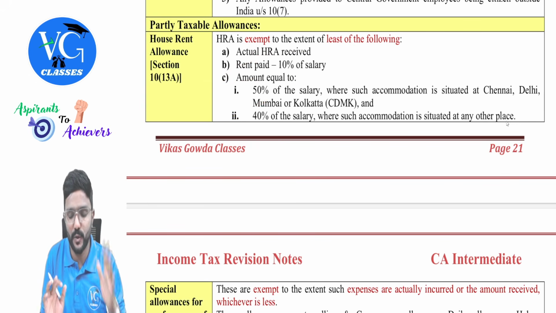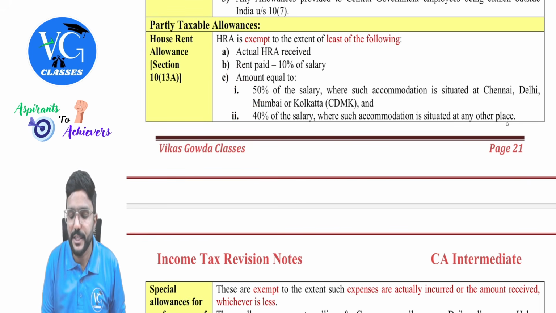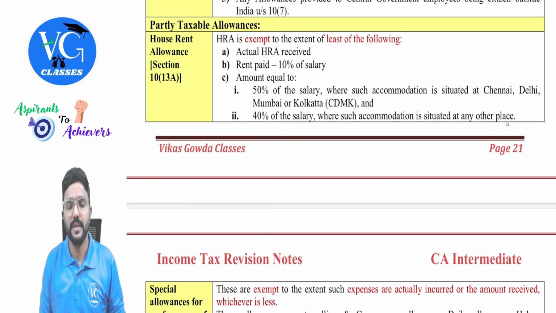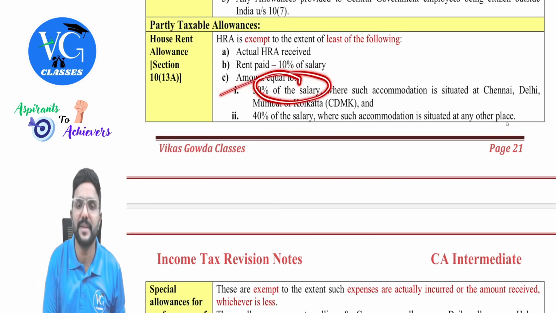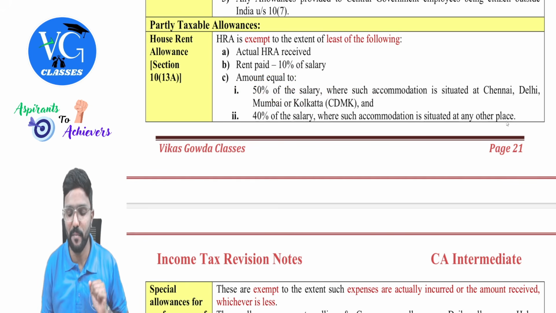Under C point, we have two things. First, if accommodation is provided in CDMK, CDMK stands for Chennai, Delhi, Mumbai, Kolkata, then we need to take 50% of salary. Easy to remember, guys.